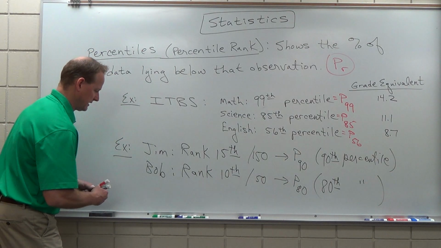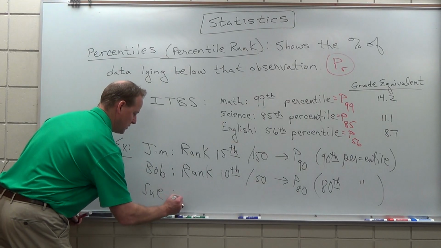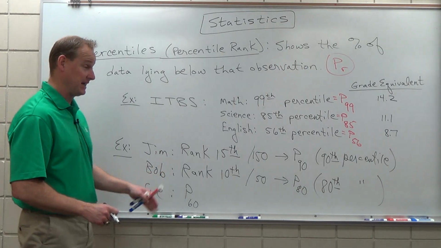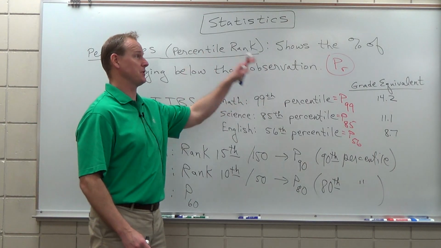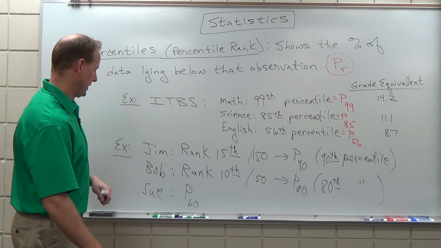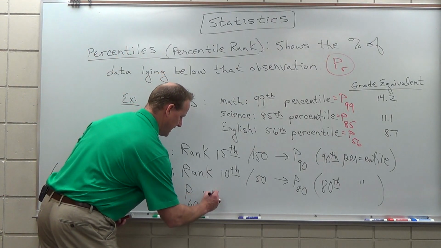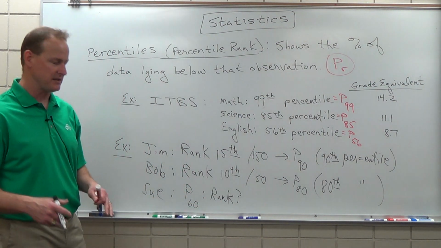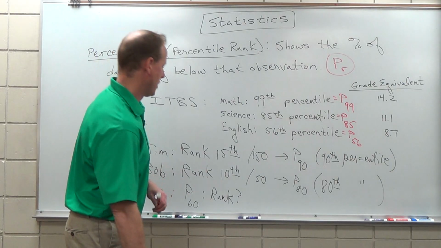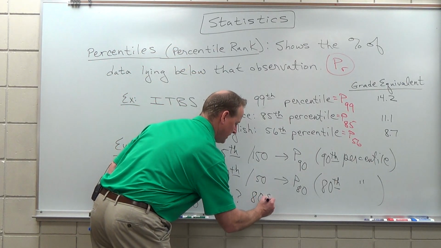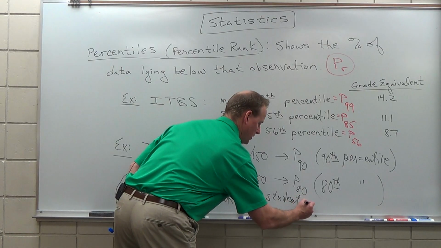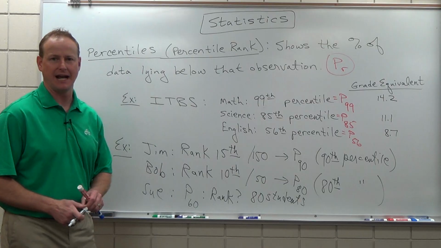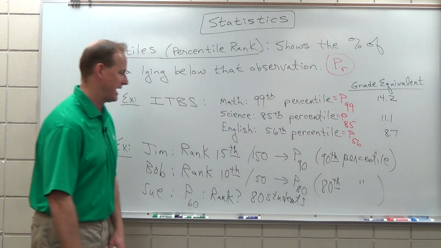Let's look at Sue, and let's say that she has a percentile rank of 60. What does that mean again? That means that 60% of the students lie below her in rank, and let's find out what her class rank is. To do that we need to know how many students there are in the class. If we know that there are 80 students total, then we can take 60% of 80. So 0.6 times 80 is 48 students.